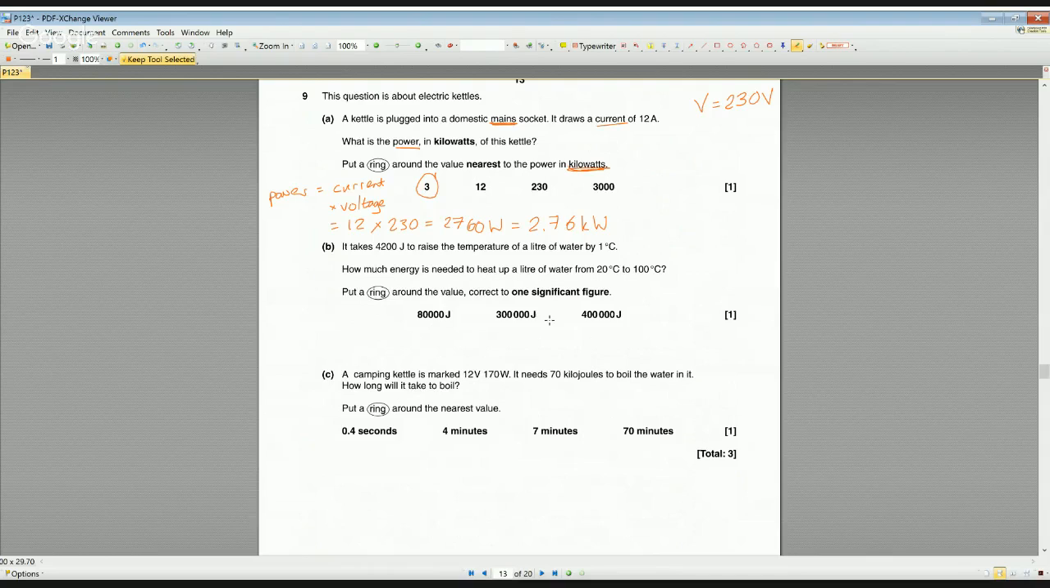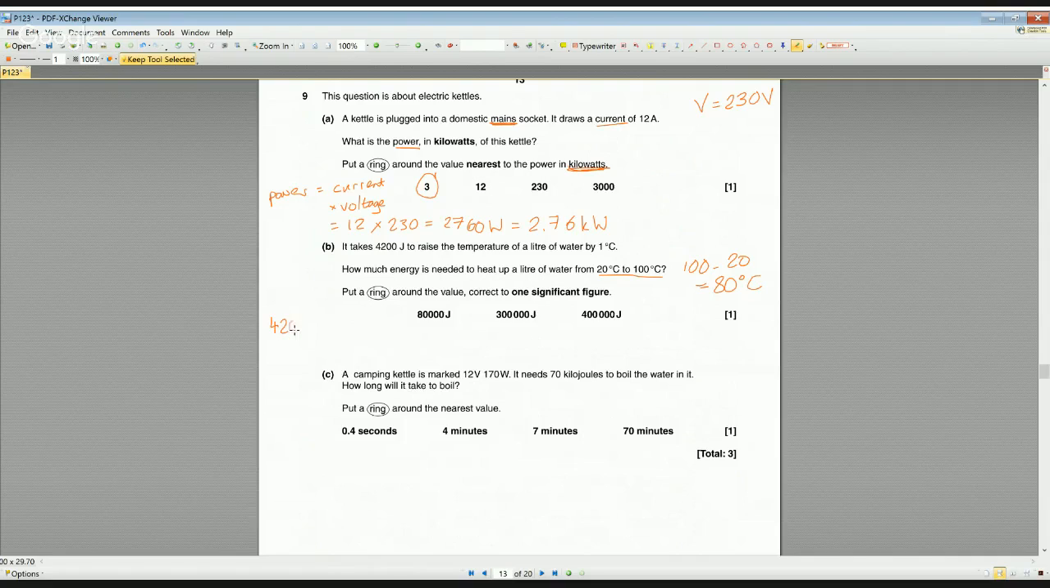Now, this one doesn't require any formulas from the formula sheet. It just requires a little bit of logic. If it takes 4,200 joules to raise the temperature of water by 1 degree, how much is it going to take to get it from 20 to 100? Now, that is a difference of 100 minus 20. That is a difference of 80 degrees C. So if it takes 4,200 to raise it by 1 degree, we need to multiply that by 80 to work out how much it will take to raise it by 80 degrees.